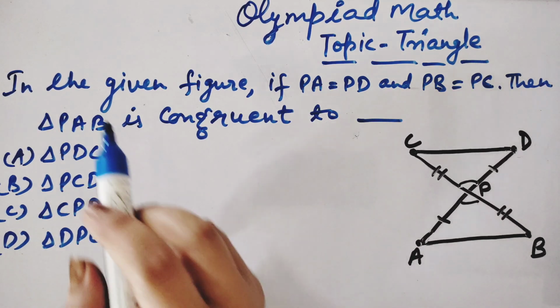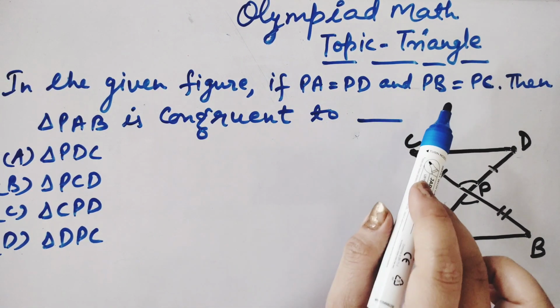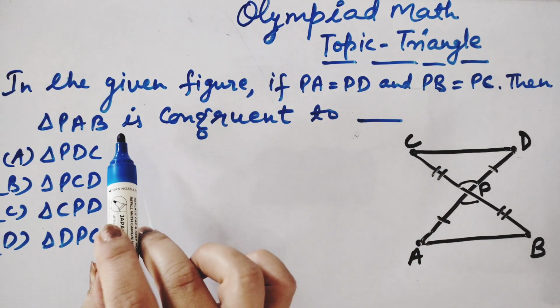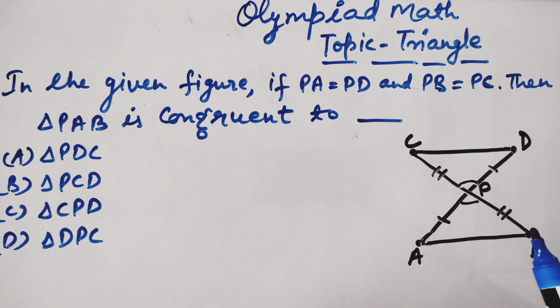Today we are going to do an Olympiad math topic on triangles, in which the question says: in the given figure, if PA equals PD and PB equals PC, then triangle PAB is congruent to. You can see the figure here.